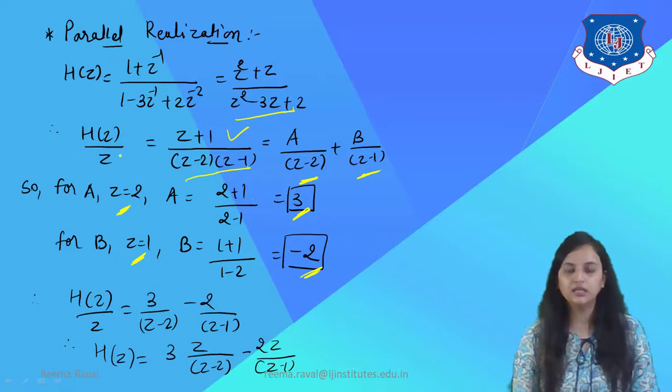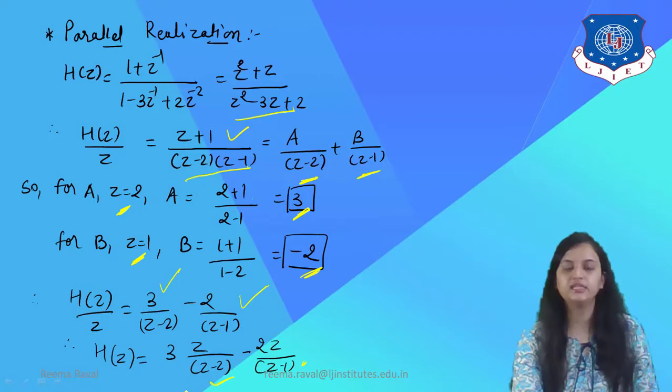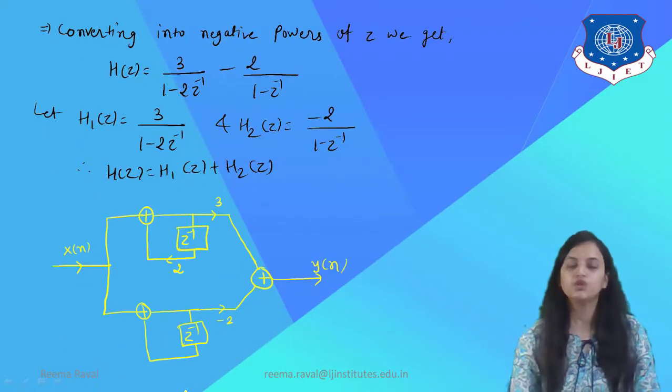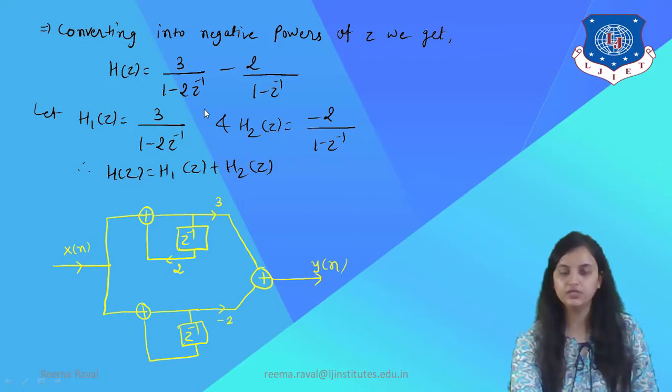So when we place this in the equation, we get h of z by z equals 3 upon z minus 2 minus 2 upon z minus 1. Now we shift this z to the right hand side, so we get h of z equals 3 into z upon z minus 2 minus 2z upon z minus 1. Now using this we will realize the parallel form structure. Converting the above equation to negative powers of z, we get h of z equals 3 upon 1 minus 2z inverse minus 2 upon 1 minus z inverse.